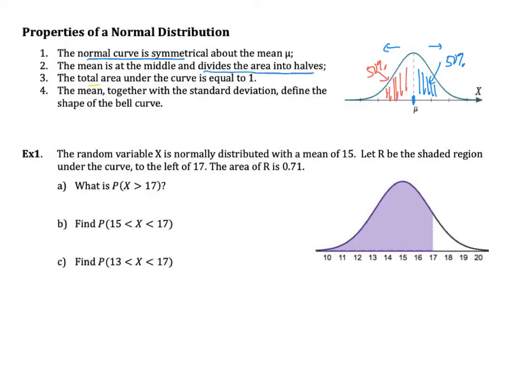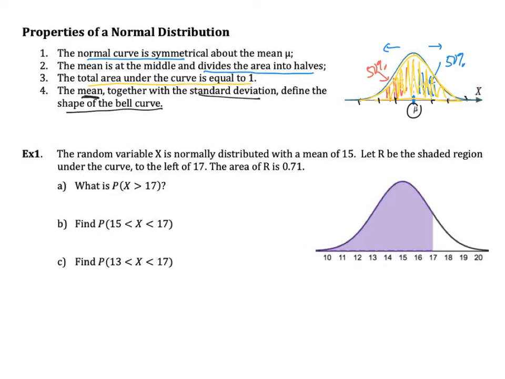The total area under the curve is 1. Right, so this is 0.5, this is 0.5, so the whole entire total area under the curve is equal to 1, or 100% of the data should be underneath the curve. And the mean together with the standard deviation define the shape of the bell curve, right? So what is the mean, what number goes here, and then what is the standard deviation, how big is it, how far away is the data spread apart? So that information is establishing what the shape of the curve looks like.